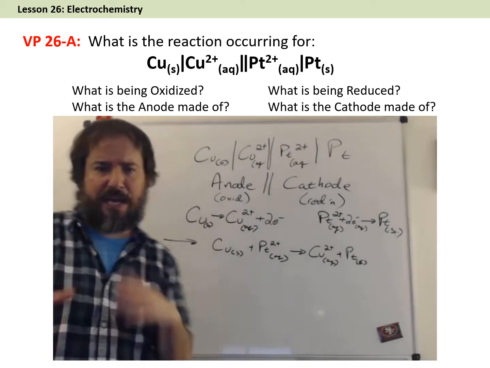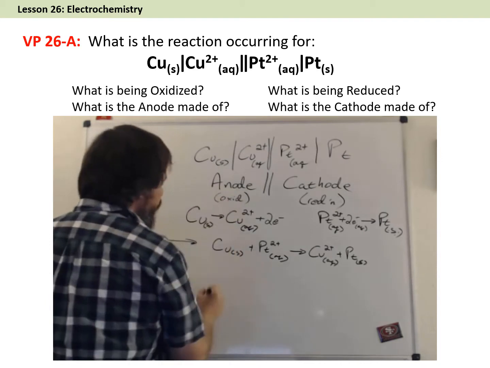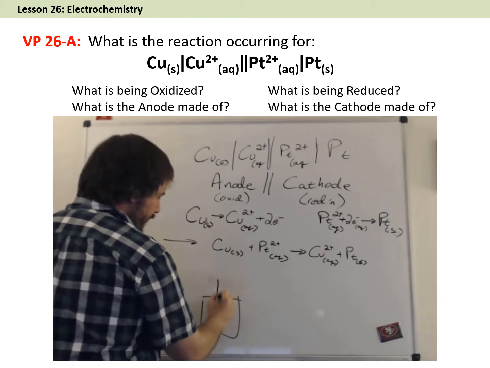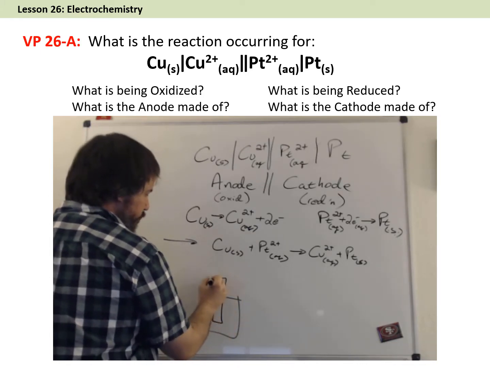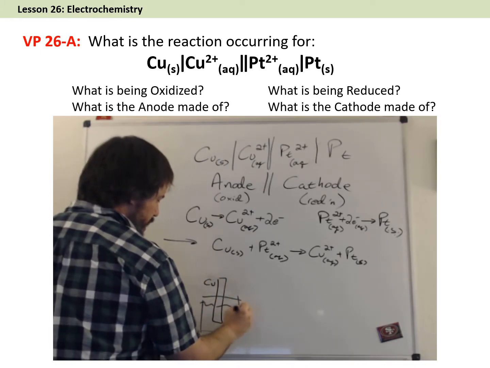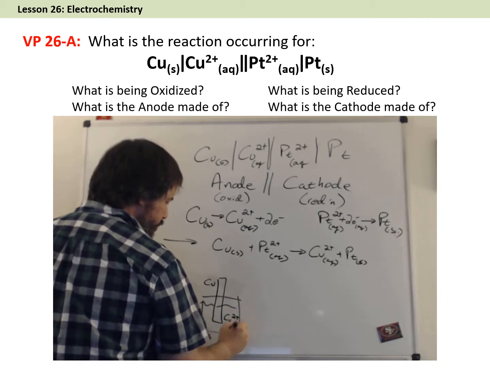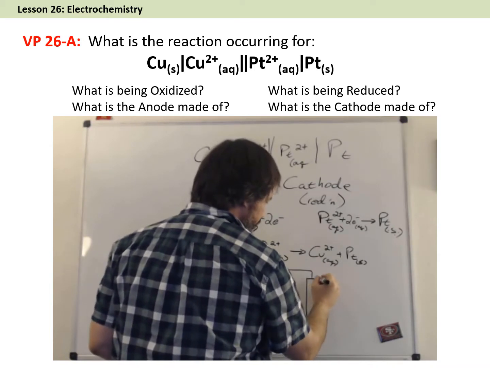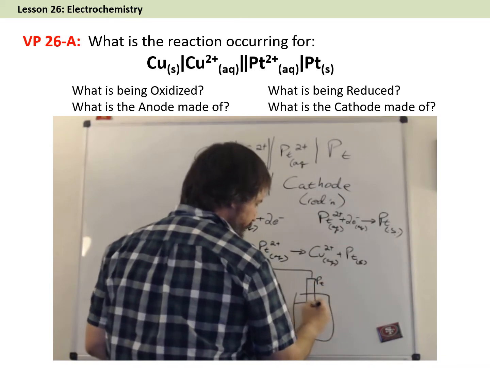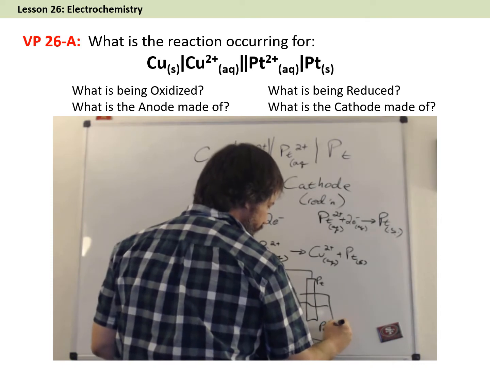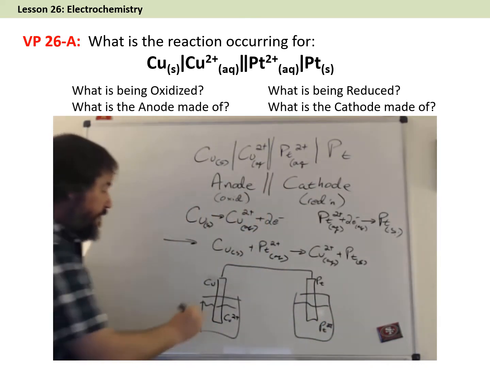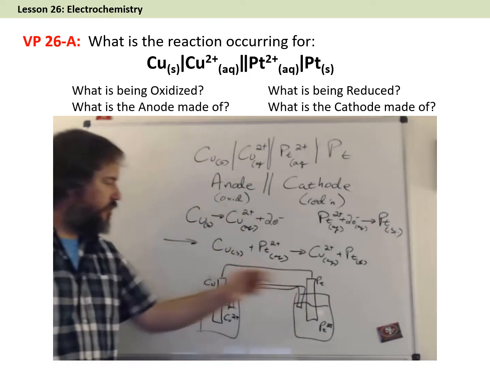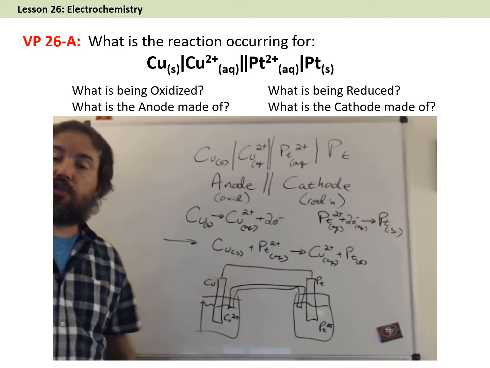Let's actually go a bit beyond what's asked. What this means is I'd have one container here that has an electrode in it. This electrode would be made out of copper. It would have a solution that has copper 2 plus. This would be connected to another electrode, that's platinum, in a solution that has platinum 2 plus. I have to combine these two by a salt bridge. The salt bridge is just needed in order to balance charge.